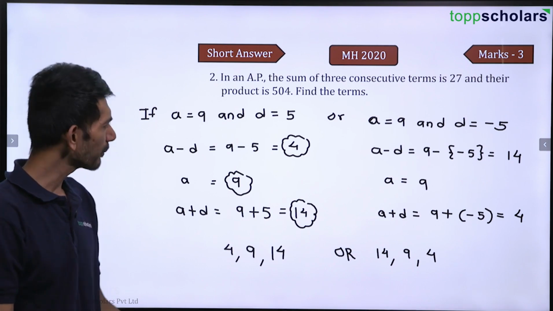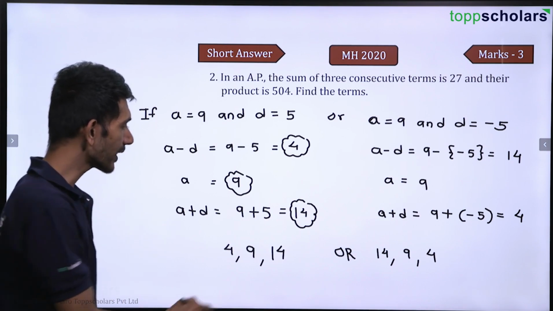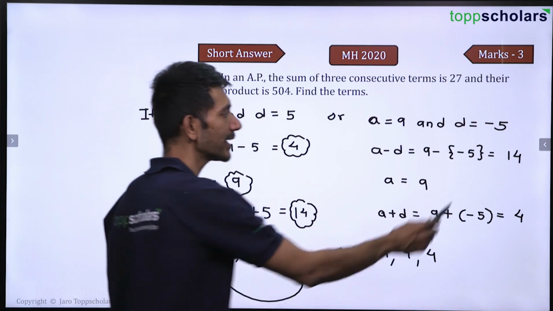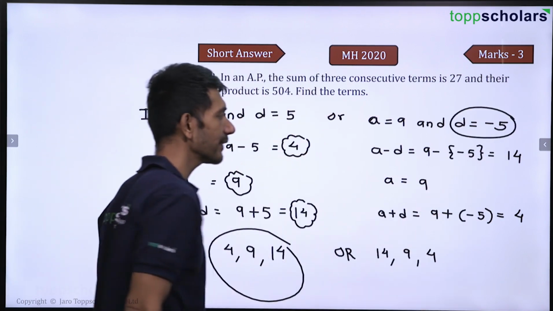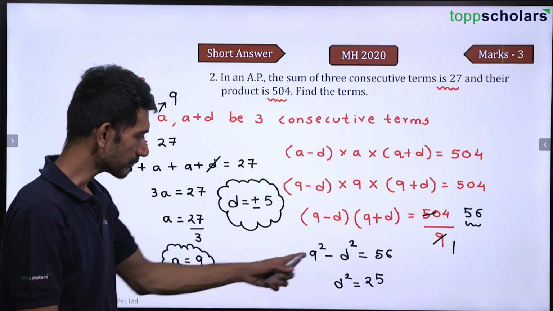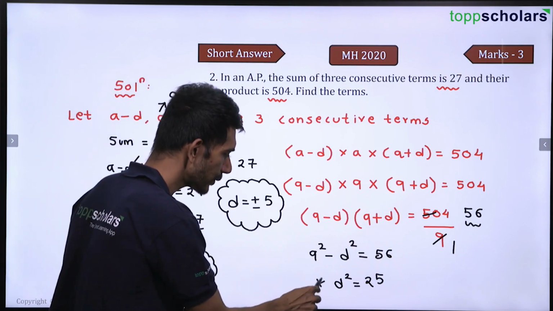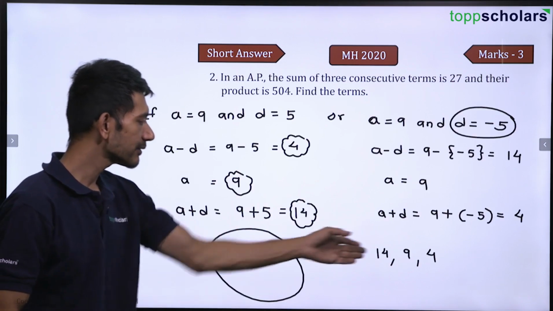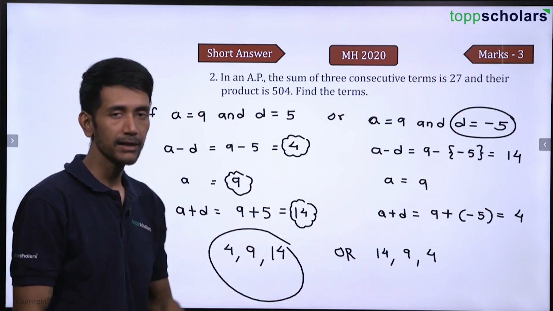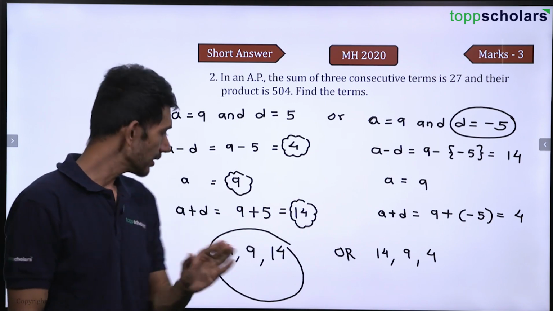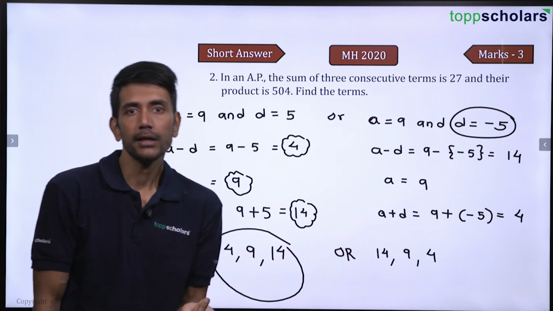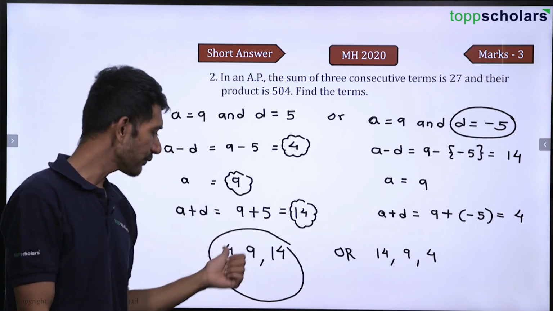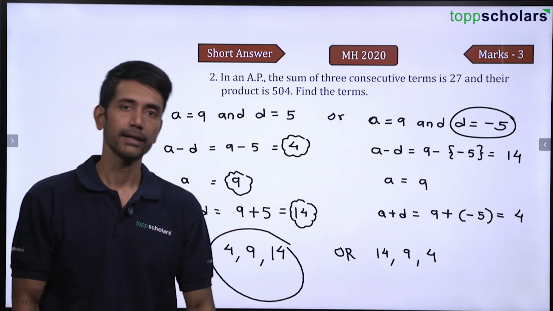I hope you have understood this problem, very easy. But make sure that you don't write only one answer. Children make a mistake here, they don't take d as -5. Whenever we get the value of d here, understand, make sure that you take both the values of d. Now you might feel, okay, answer is the same, it is 4, 9, 14 or 14, 9, 4. But this is an AP, right? This can be increasing also, this can be decreasing also. We don't know. Looking at the question, we cannot say that, right? So it can be 4, 9, 14 or 14, 9, 4.